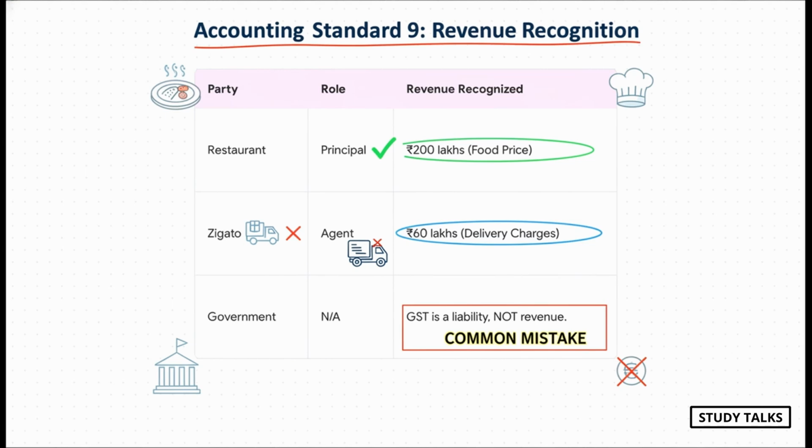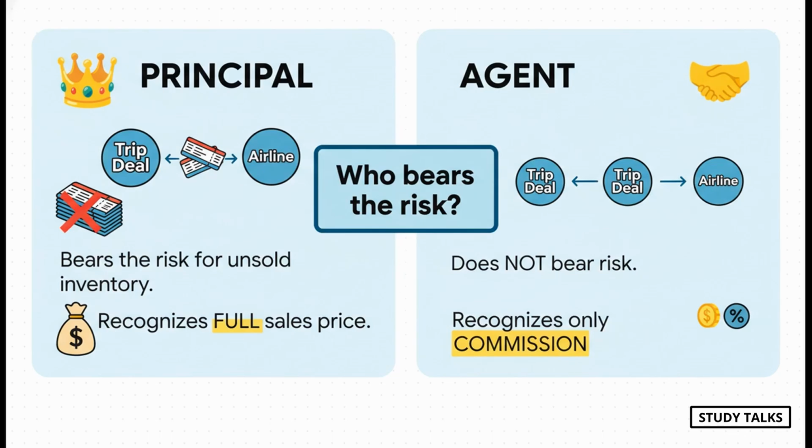And hey, a quick pro tip. See that GST? Never, ever, ever book that as revenue. That's a liability to the government, a direct ticket to losing marks. So, what's the ultimate test? It always, and I mean always, boils down to one question. Who bears the risk? Let's take a travel agent. If they buy 100 tickets from an airline up front and are stuck with any they can't sell, they bear the risk. They are the principal and book the full ticket price as revenue.